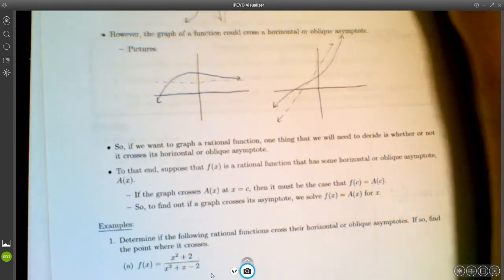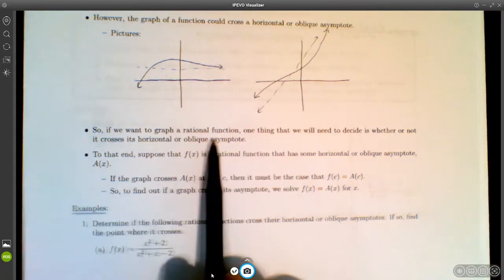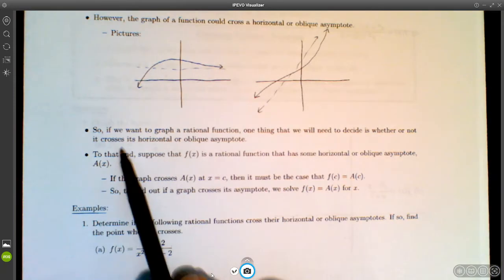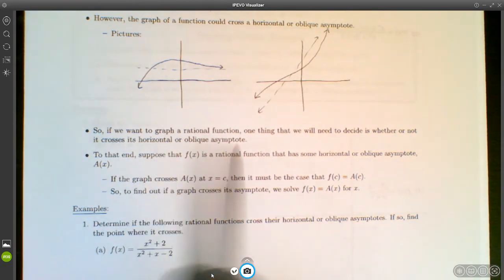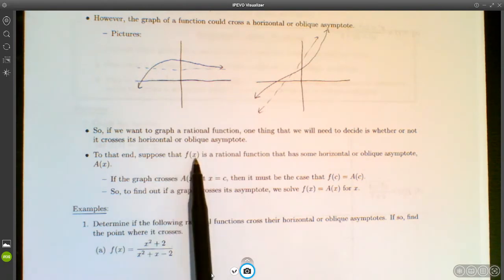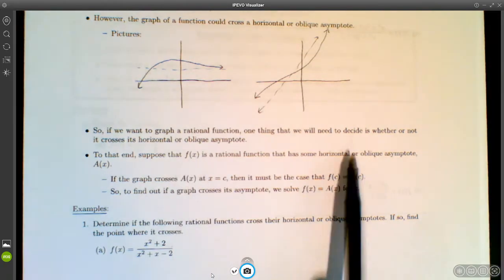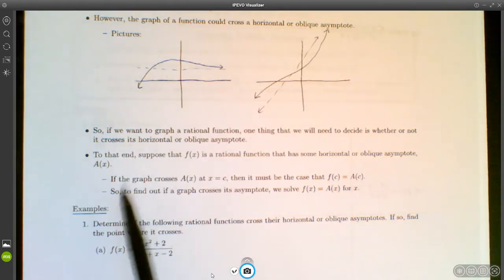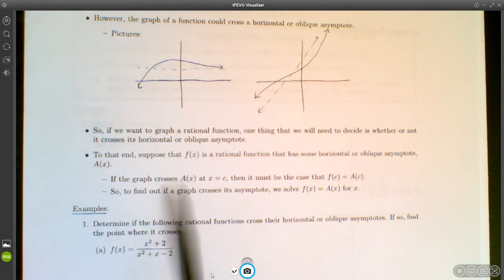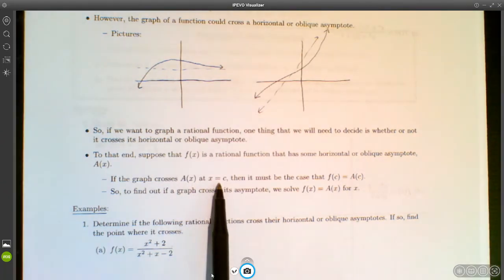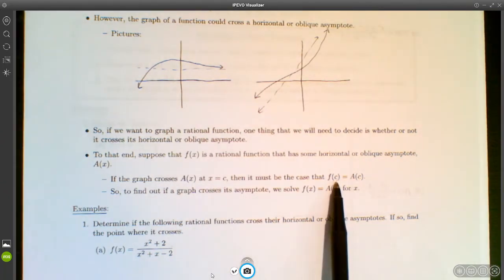So if we want to graph a rational function, then one thing we're going to need to be able to do is decide whether or not the function crosses its horizontal or oblique asymptote. So to that end, suppose that f of x is a rational function that has some horizontal or oblique asymptote a of x. If the graph of f crosses a of x, let's say at x equals c, then it must be the case that f of c equals a of c.